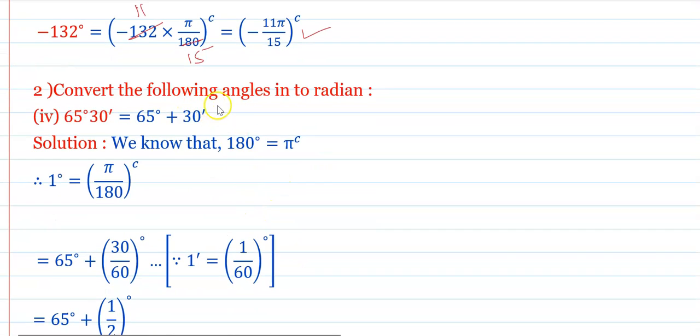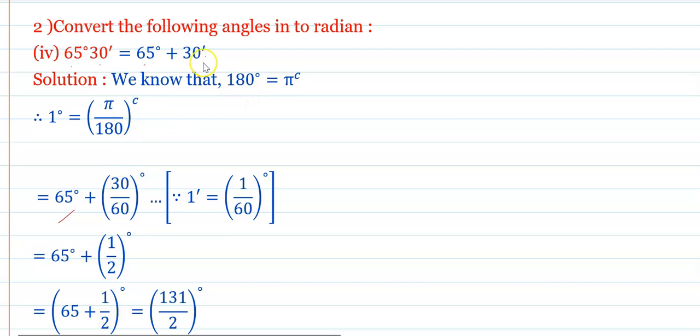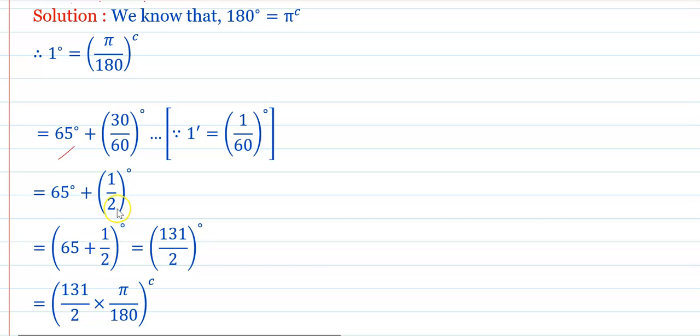Next, convert the angles to the radian. The 65 degree 30 minutes. How will we write it? 65 degree plus 30 minutes. Okay, 65 degree is okay, no problem. Next, we will convert this 30 minutes to the degree, that is 30 upon 60 degree, which means 1 upon 2 degree, and hence it is 65 plus 1 upon 2 degree. 65 into 2, 130 plus 1, you will get 131 upon 2 degree.